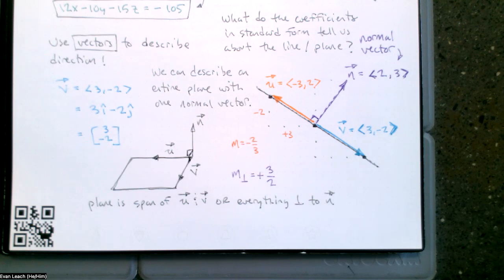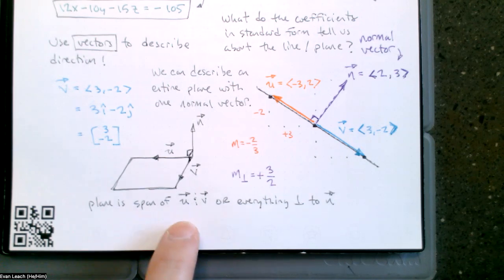This is how we do it already. The xy plane is everything that has a 1, 0, 0 and a 0, 1, 0. It's the span of all those two vectors. So we could also describe the xy plane as everything that's perpendicular to the z-axis, everything perpendicular to 0, 0, 1.